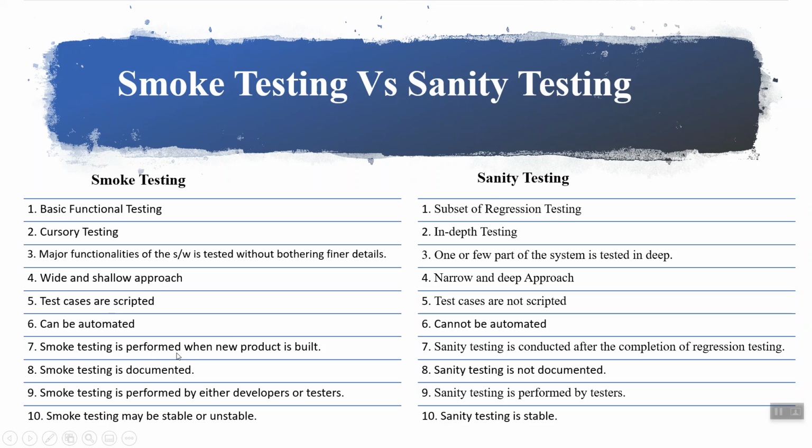Next, smoke testing is performed when a new product is built, while sanity testing is conducted after the completion of regression testing. Smoke testing is documented, while sanity testing is not documented. The next is smoke testing is performed by either a developer or a tester, while sanity testing is performed by testers only. The last one is smoke testing may be stable or unstable, while sanity testing is stable. These are the main basic differences between smoke testing and sanity testing.